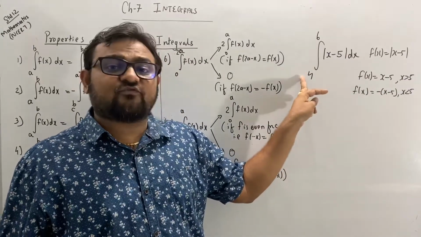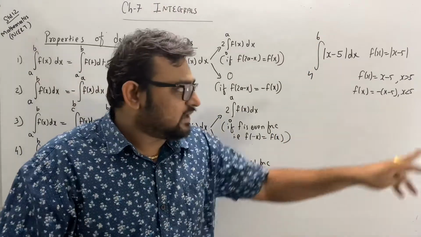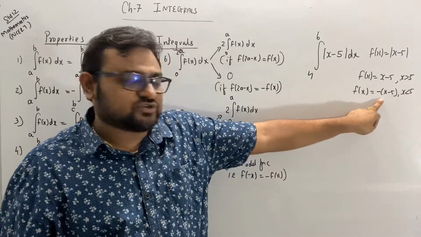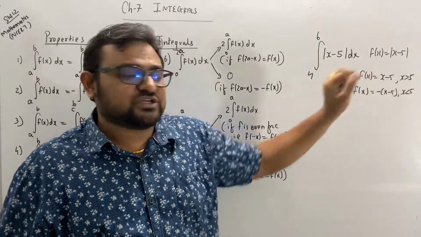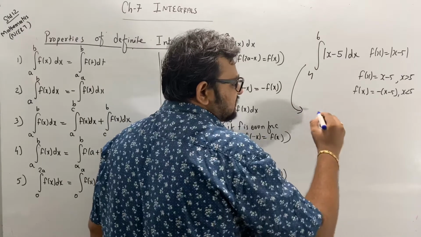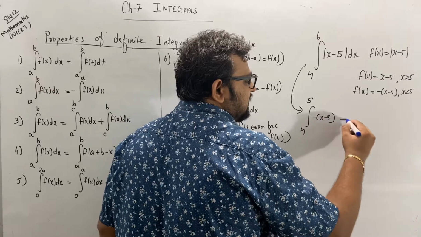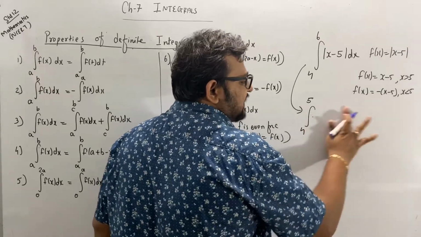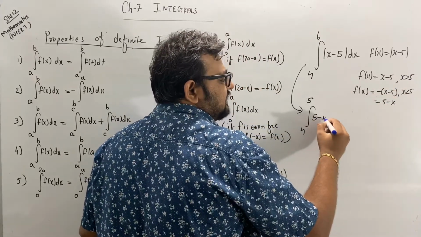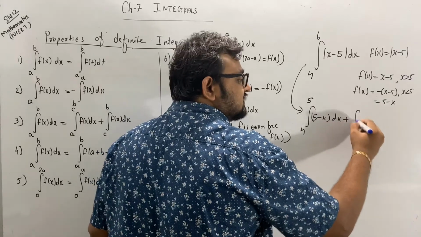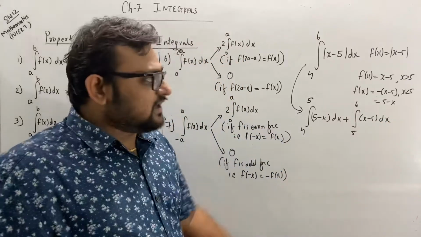So when I start from 4, it's 4 to 6. Right? So from 4 to 5, okay, x is less than 5, so I have to use this function. And from 5 to 6, x is greater than 5, so I have to use this function. So what I will do, I will split this function: 4 to 5 of minus (x minus 5) dx. Okay, I can also write this as 5 minus x, minus minus plus x. So the integral from 4 to 5 of (5 minus x) dx plus the integral from 5 to 6 of (x minus 5) dx. Okay, clear? So I have split these functions.